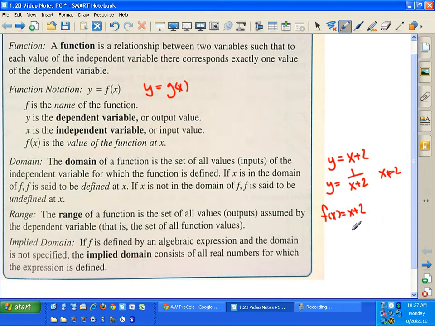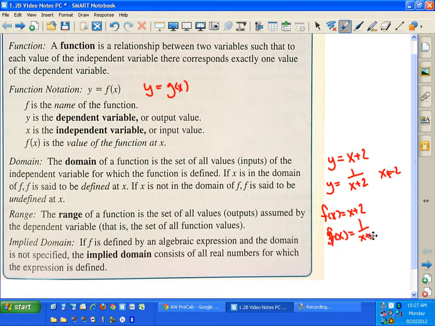But in the second equation, where f of x equals 1 over x plus 2, there will be a range restriction, because there will be a starting and stopping point of the domain at negative 2, so there may be a range restriction by that value.